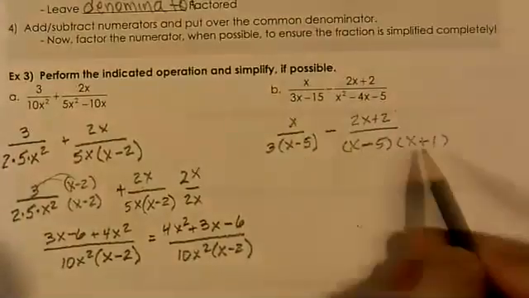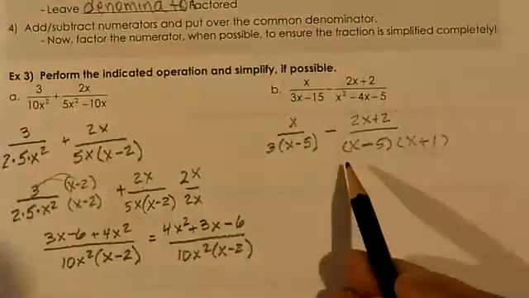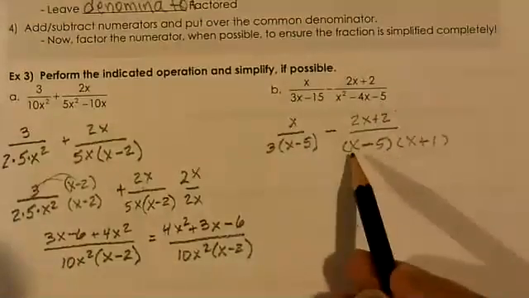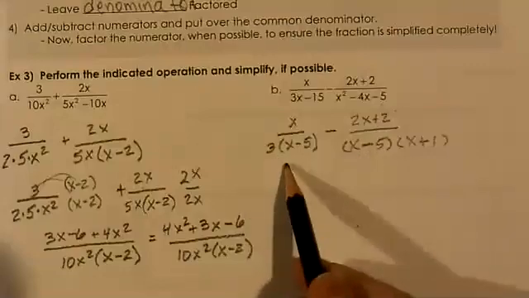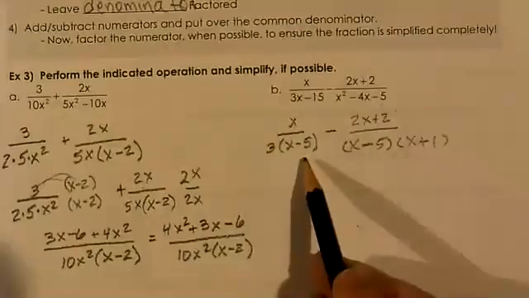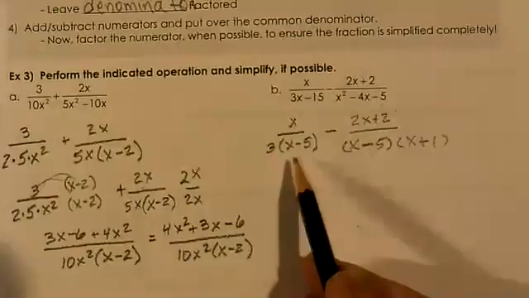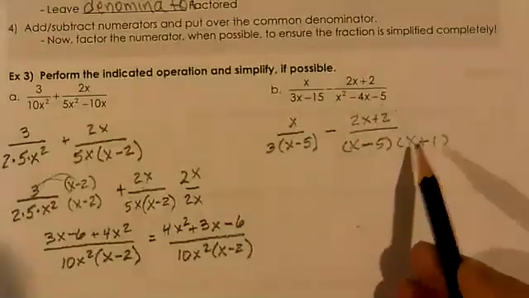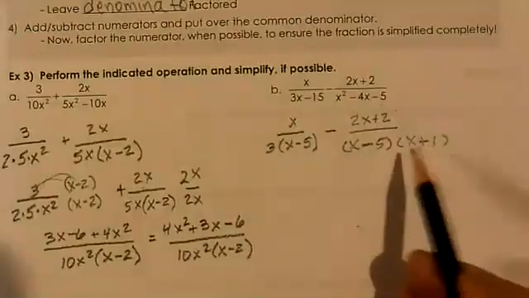Now, when you look at these denominators, you see things in common. You see x minus 5 and x minus 5, so those are good. This one over here does not have an x plus 1, so this needs an x plus 1. This one on the right does not have a 3, so this is going to need a 3.